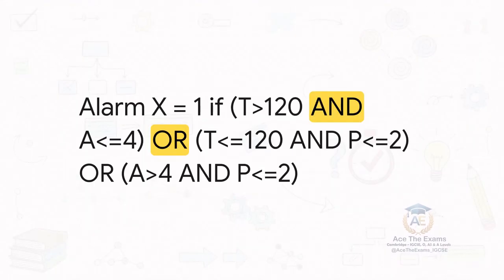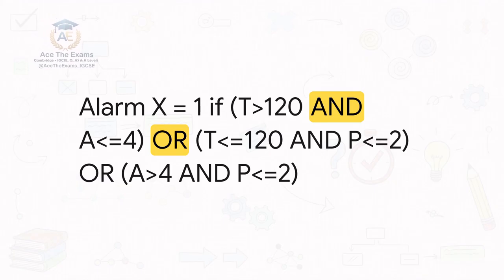So here is the exact scenario. Alarm X sounds if specific, highly dangerous conditions are met. It triggers if temperature is greater than 120 and acid is less than or equal to 4, or if temperature is less than or equal to 120 and pressure is less than or equal to 2, or if acid is greater than 4 and pressure is less than or equal to 2.